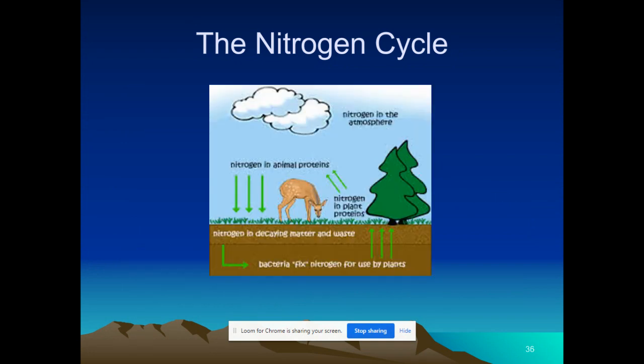And here's your example. You've got nitrogen in the air. It goes into the ground. The plants take it and absorb it into their roots. Bacteria fix nitrogen for use by plants. Then it goes up to the tree. The nitrogen gets into the plants, and the animals eat it. And then when things die, or an animal pees, or gives off waste, the nitrogen will go back into the atmosphere, either in the ground or in the air. You can go online and see a whole bunch of these.